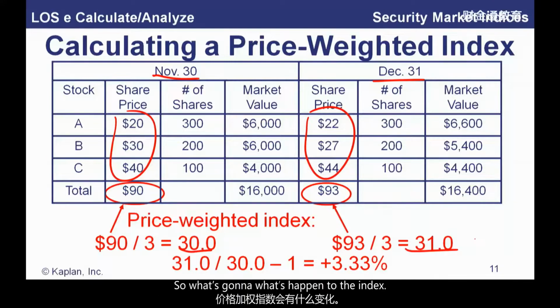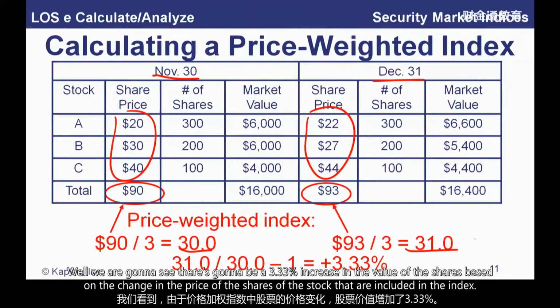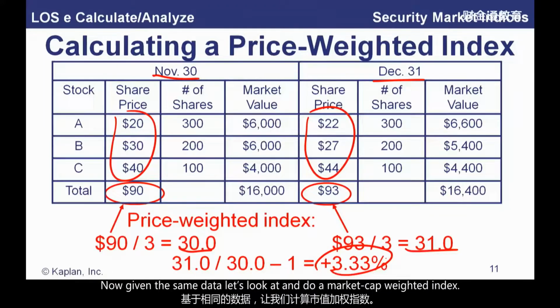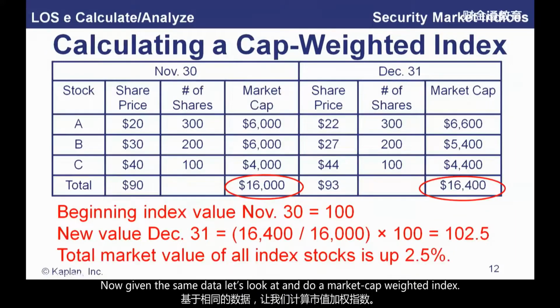So what's happened to the index? Well, we're going to see that there's been a 3.33% increase in the value of the shares based on the change in the price of the shares of stock that are included in the index. So in this case, we've had a 3.33% gain this month based on this price-weighted index. Now, given the same data, let's look at it and do a market cap weighted index.